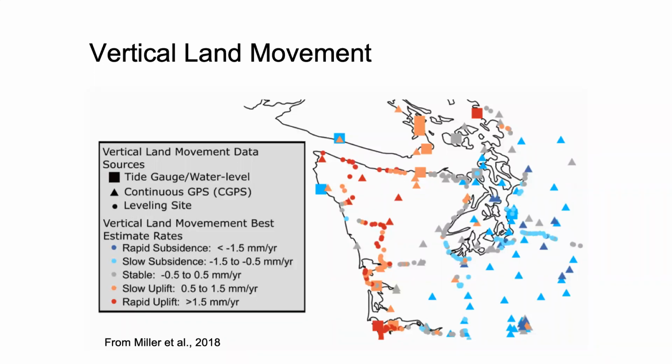We have 3 different data sources that are indicated by the 3 different shapes scattered around this map of coastal Washington. We can derive vertical land movement from tide gauges in the squares, from continuous GPS stations in the triangles, and then what are called leveling sites, which are essentially highway side monuments, survey monuments in the circles, and then they're binned according to their estimated rates, with hot colors being uplift and cool colors being subsidence. So we can then take these data and use them to remove the influence of vertical land movement from water level observations that we make at tide gauges, which we did.